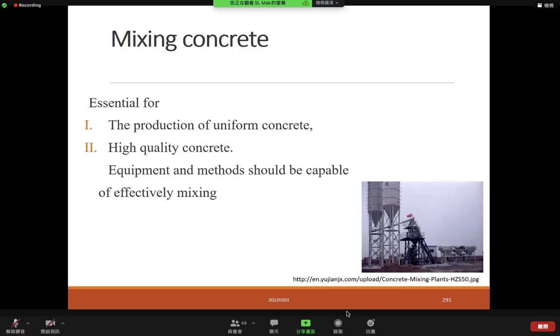Mixing process is essential for production of uniform concrete and high quality concrete. The equipment and mixing method should be capable of effectively mixing. That is why there is a manufacturing plant for concrete making, such as this manufacturing plant shown in the photos.